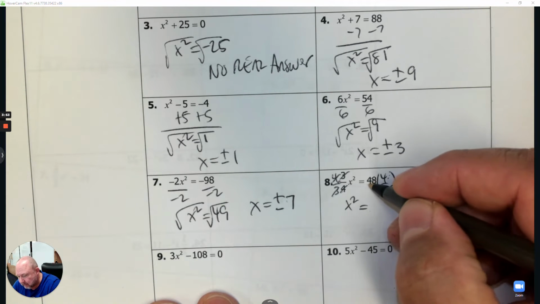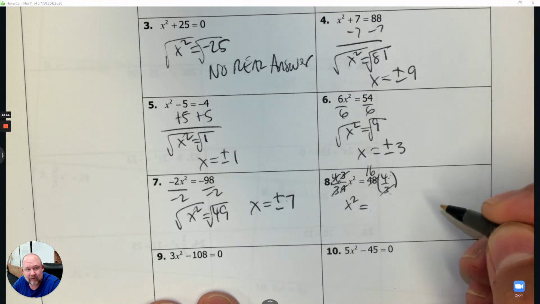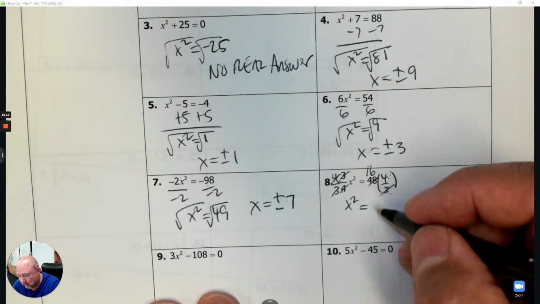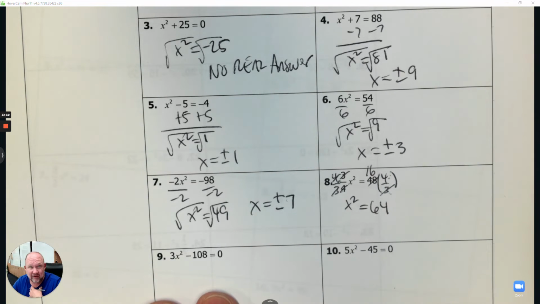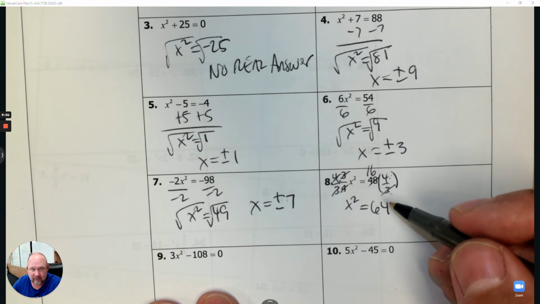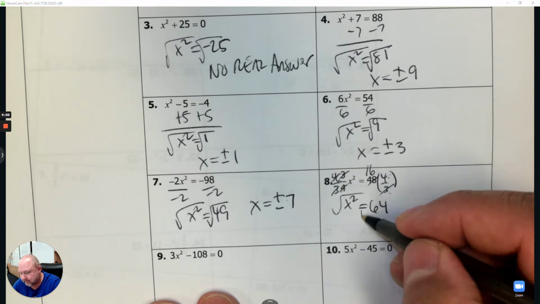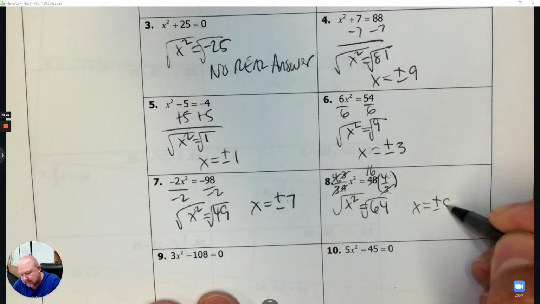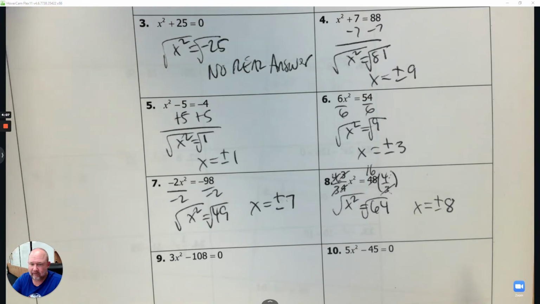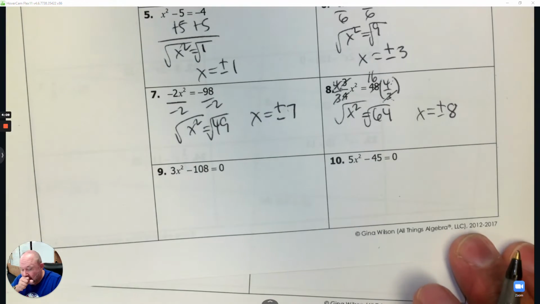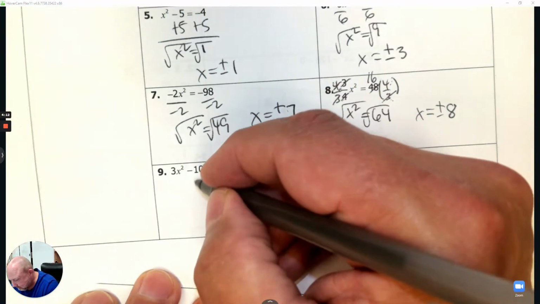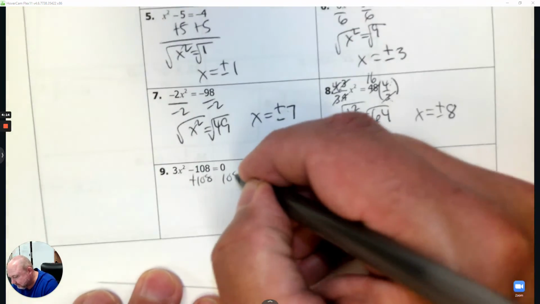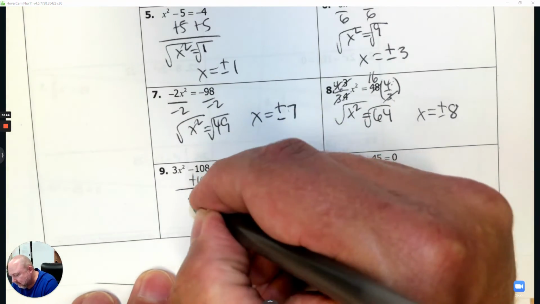So 3 goes into 48 16 times. And then 16 times 4 is 64. It's still a large number, but it's easier to divide first and then multiply. Square root, and the answer is positive or negative 8, because 8 times 8 is 64. Number 9, isolate the x squared. Add 108, and then divide by 3.